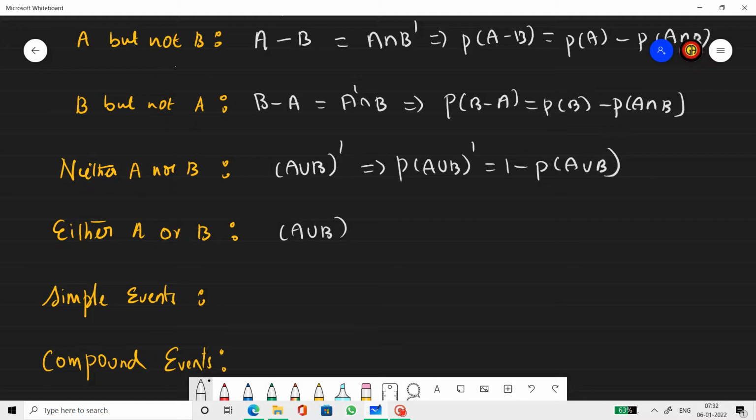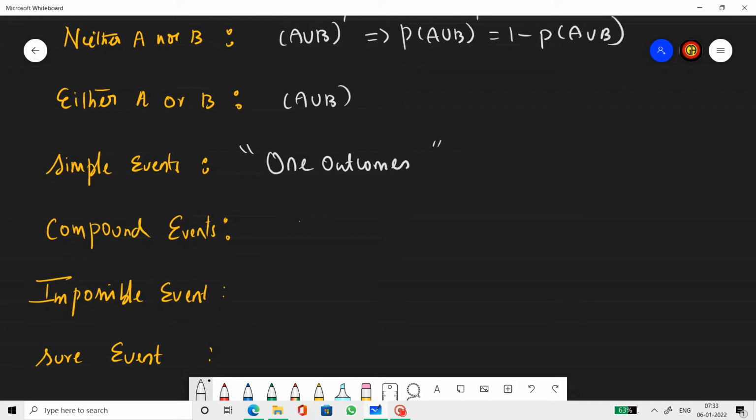Now what is a simple event? If there is only one outcome out of all the points of the sample space. There are many points in the sample space, or there are many events in the sample space. If there is only one favorable outcome, then it is said to be a simple event.